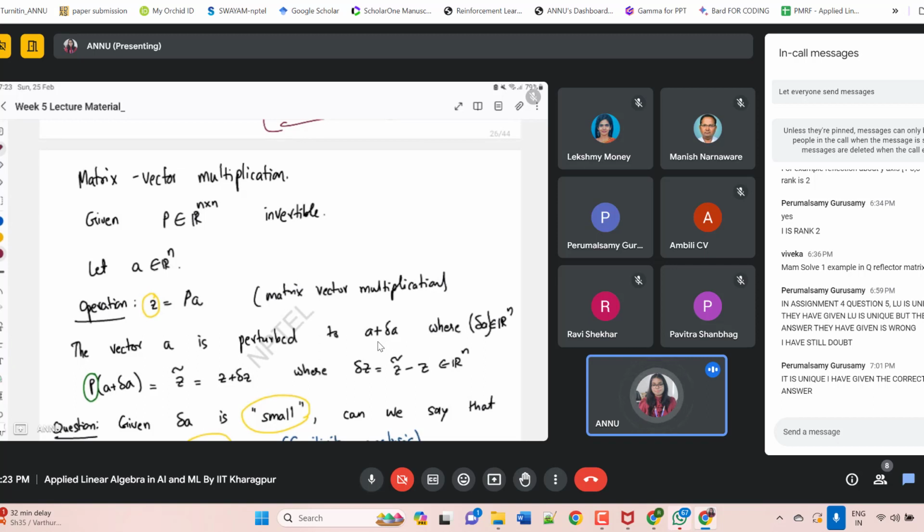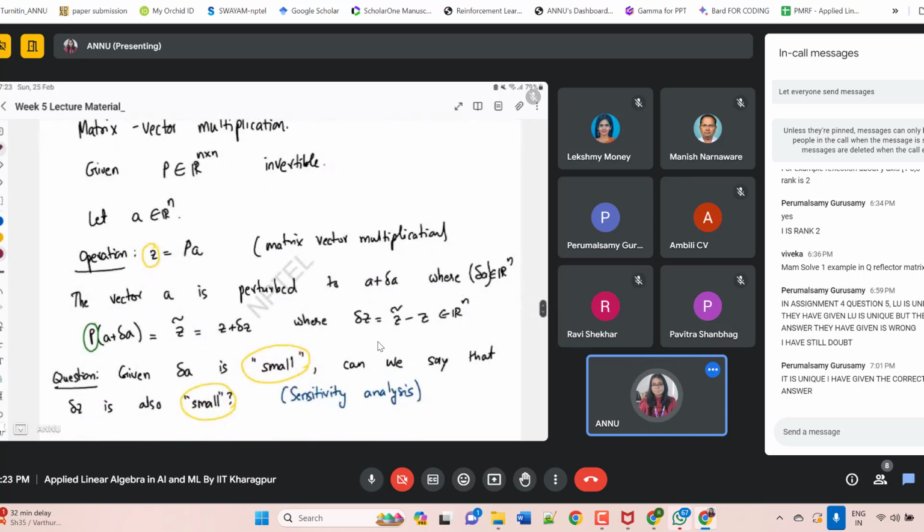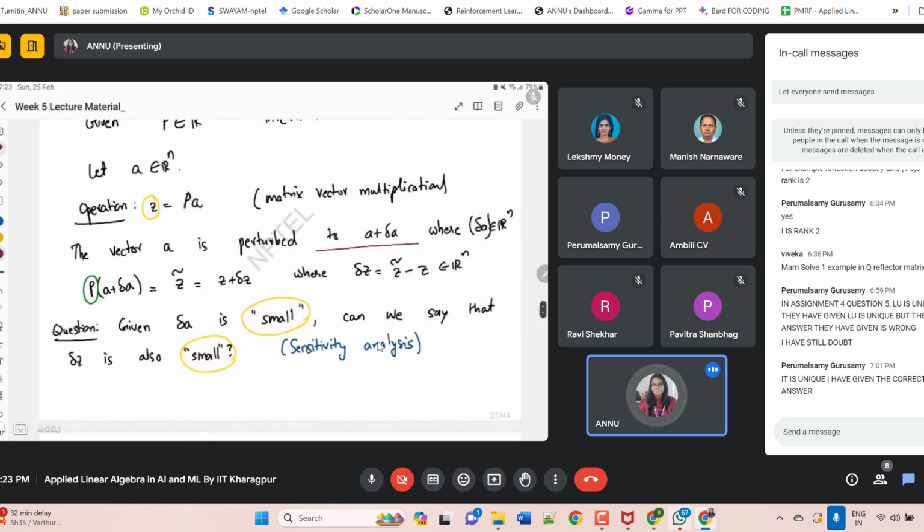Now, let's have a vector that has some perturbed value. Suppose z is the value multiplying with P, and if a vector A is perturbed, then A plus delta A gives z plus delta z. Have you ever wondered whether delta z will be perturbed by the same quantity as delta A? Given delta A is small, can we say that delta z is also small? This is what sensitivity actually means.